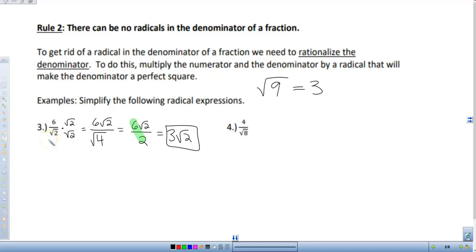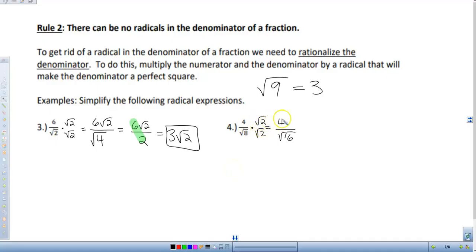All right, for example 4, I want to make 8 a perfect square. Oftentimes students will make that a 64, but when you do that, you're just going to have bigger numbers that need more simplification. You want to make it the smallest perfect square possible. And I know that I can make 8 the square root of 16 super easy if I multiply by the square root of 2. So I'm going to do that on both the top and the bottom.